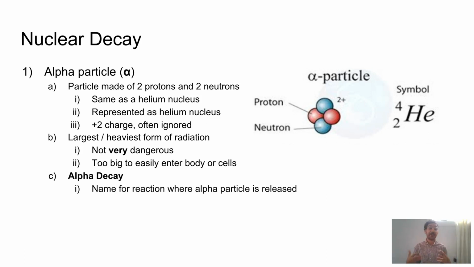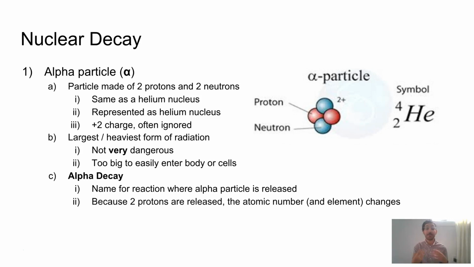Alpha decay is, as I've said, the name for a reaction where an alpha particle is released. And because we're releasing 2 protons from a nucleus, that's going to change the atomic number. Remember, atomic number is the same as our number of protons.